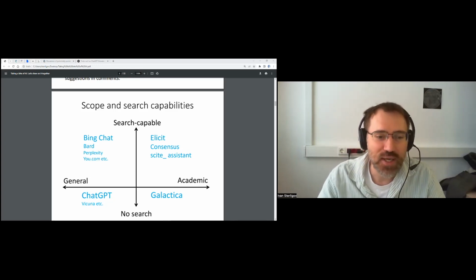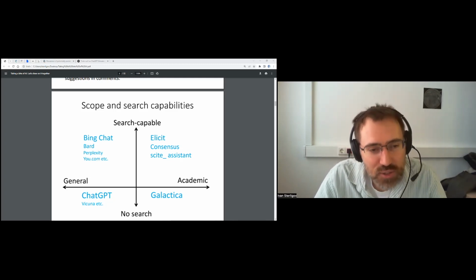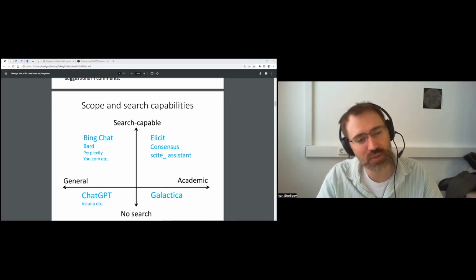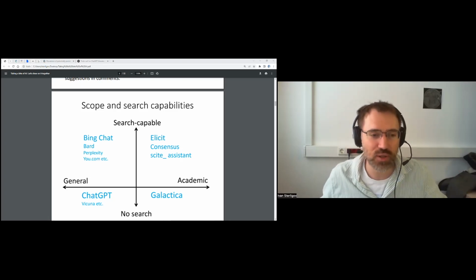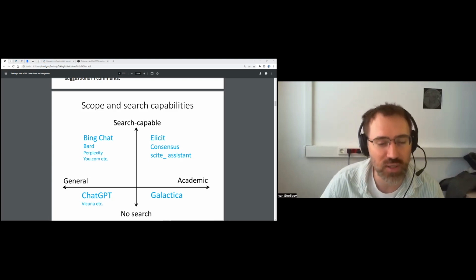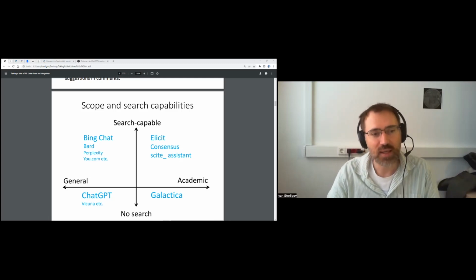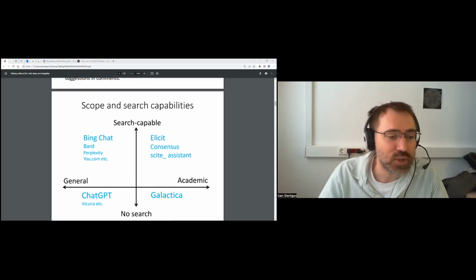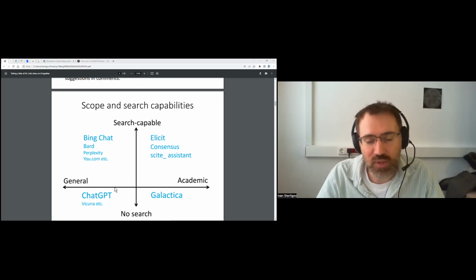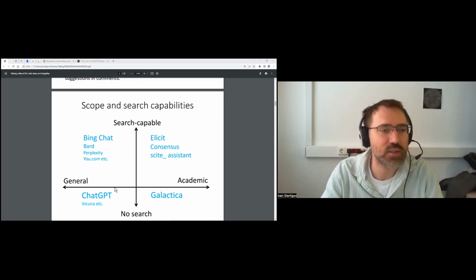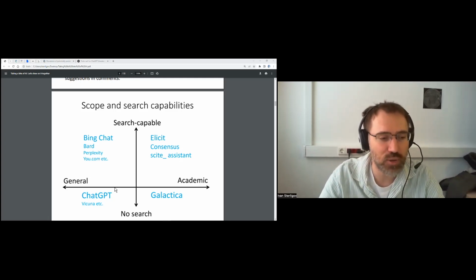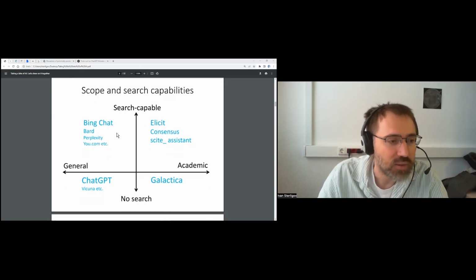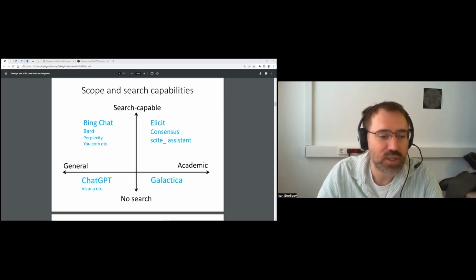The other tools tread this path more carefully, and they are not geared to text generation. They're mostly used to find new papers and to summarize them: Elicit, Consensus, Scite Assistant, and so on. We'll talk first about the left part of this graph, and precisely we'll talk about ChatGPT and the other tools also, but to a lesser extent. So.